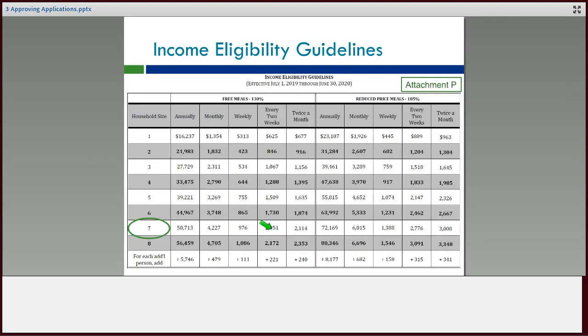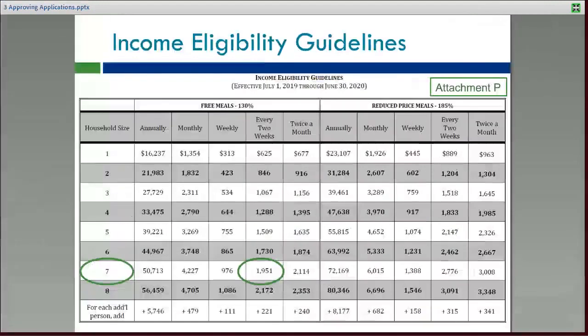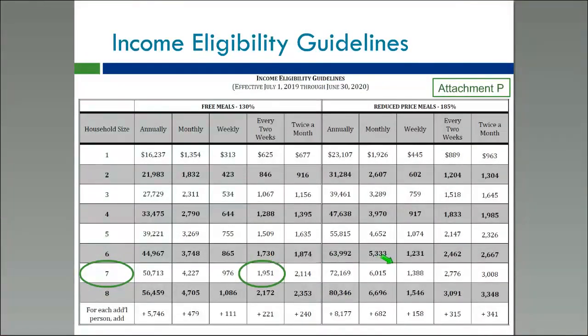So right here we see if they made $19.51 or less, then they are approved for free meals. So since they fall into that category, this household will be approved as free. If they made more than $19.51, then you would look at the reduced price meal requirement every 2 weeks and see if they met that. But this particular household qualifies for free meals.